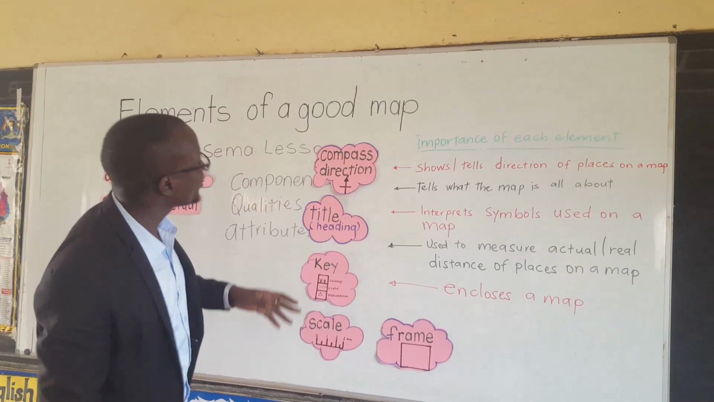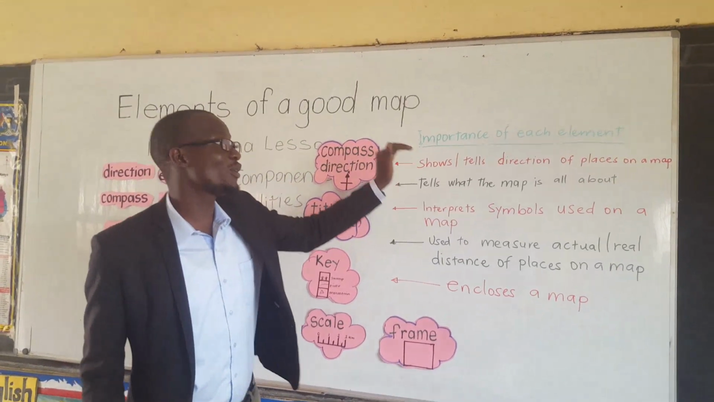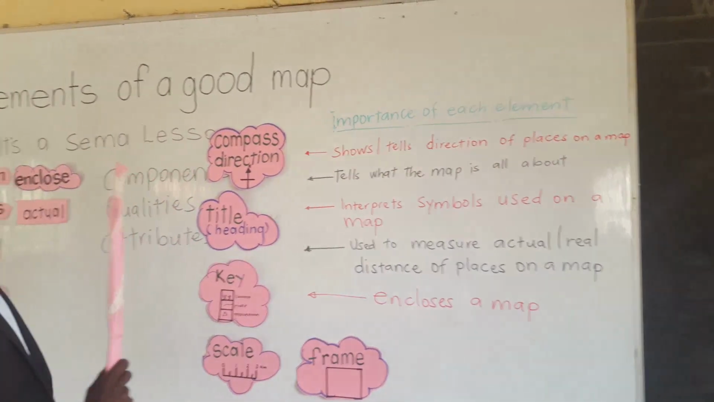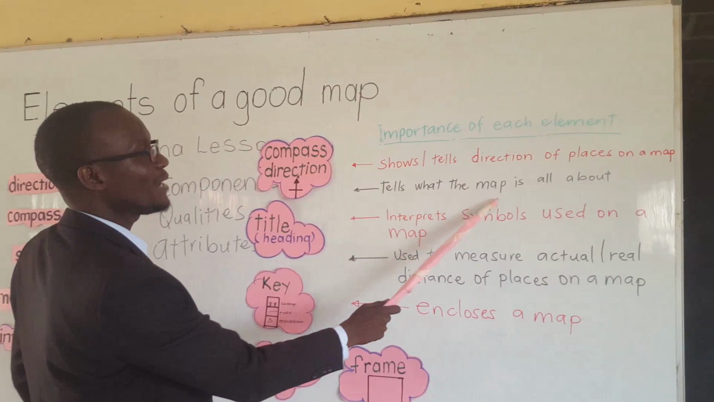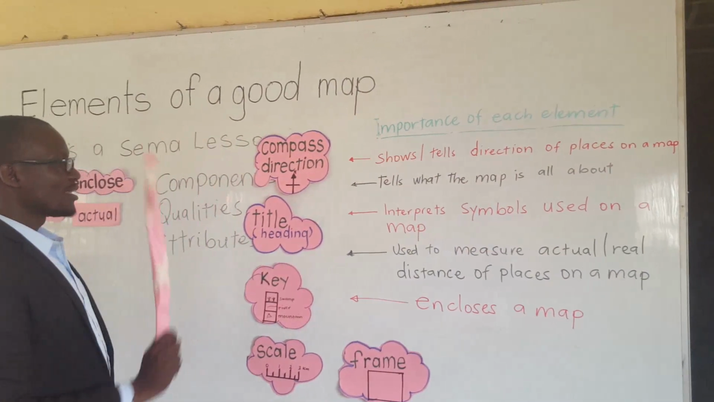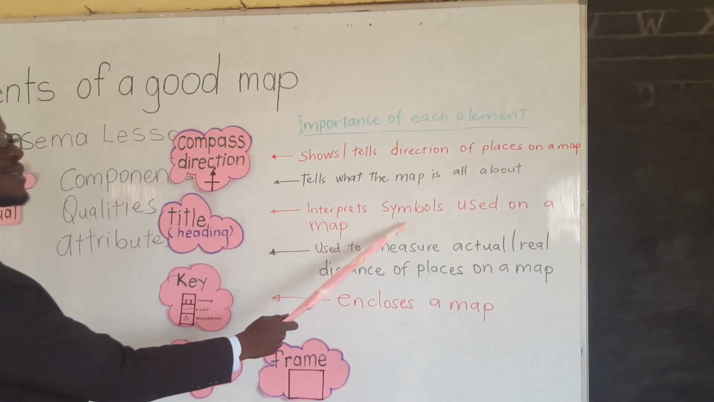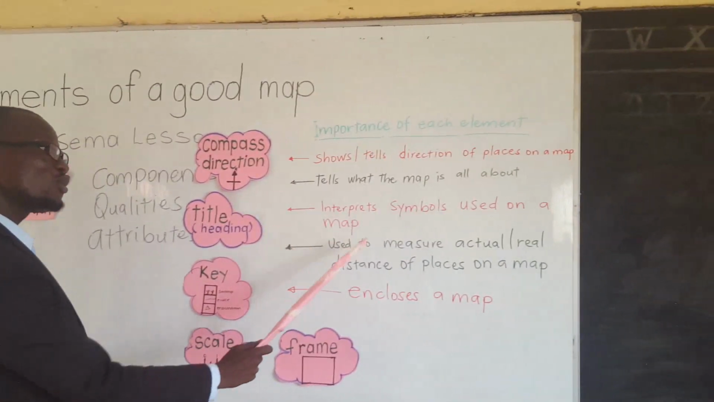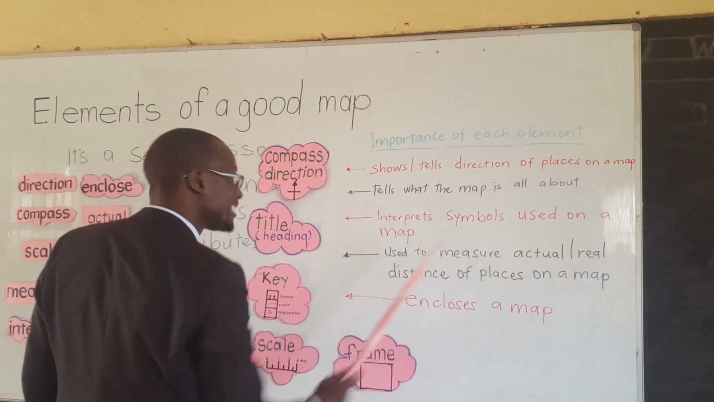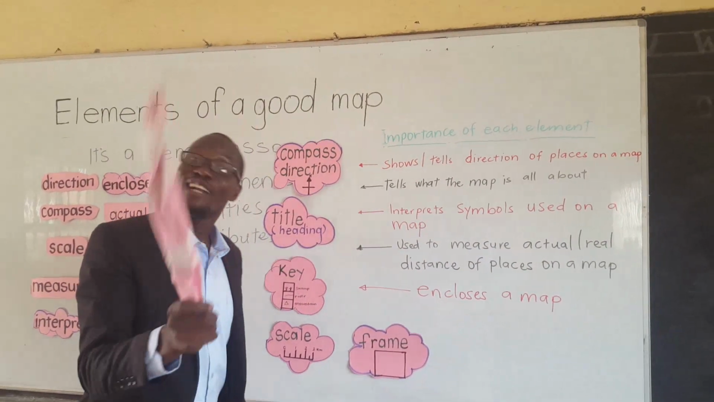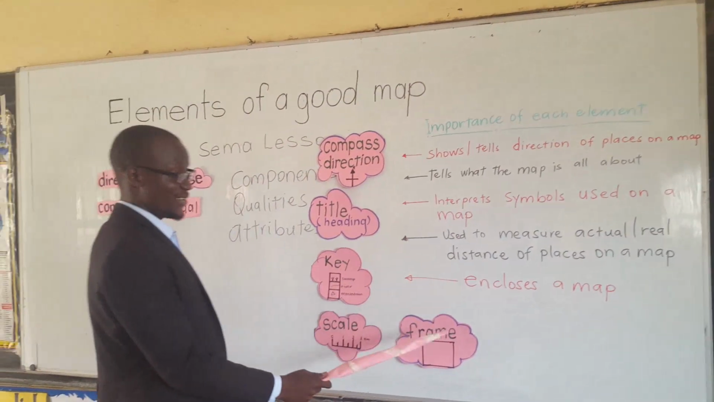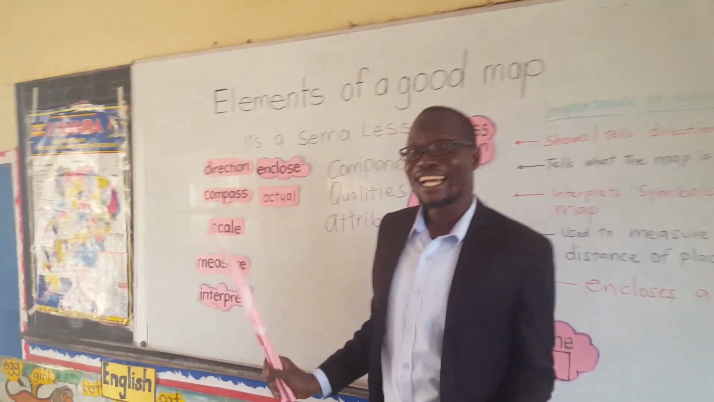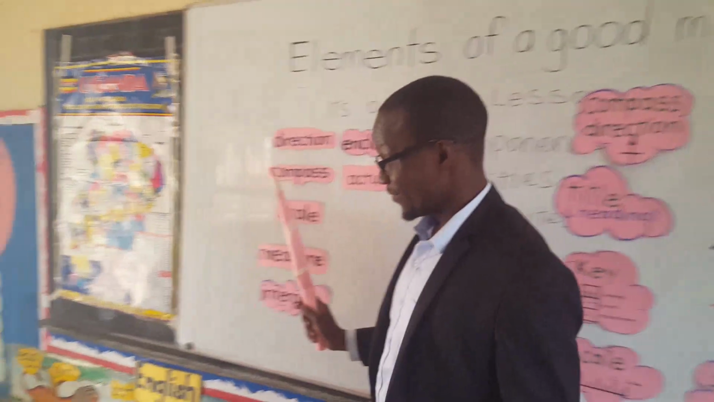To repeat once, we say the compass direction shows or tells direction of places on a map. The title tells what the map is all about. The key interprets symbols used on a map. The scale is used to measure actual or real distance of places on a map. And lastly, the frame encloses a map. Let's look at these elements all at once on a map.